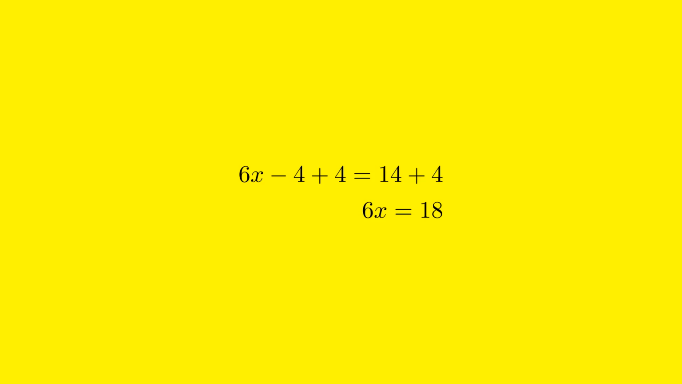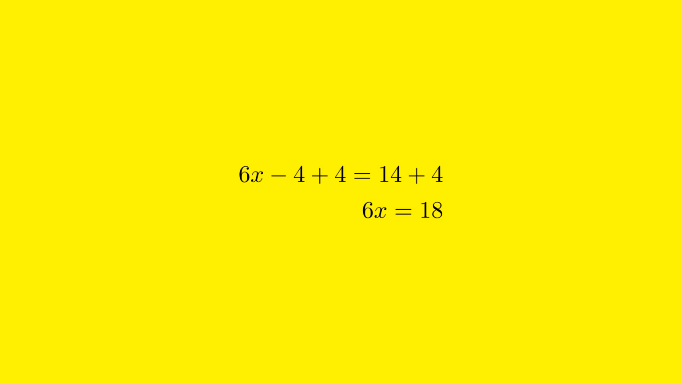To solve the equation 6x minus 4 equals 14 for the variable x, we start by isolating the term that contains the variable. First, let's look at the equation. 6x minus 4 equals 14. Our goal is to get the variable term, which is 6x, by itself on one side of the equation. To do this, we need to get rid of the minus 4 that is on the same side as 6x. We achieve this by adding 4 to both sides of the equation.